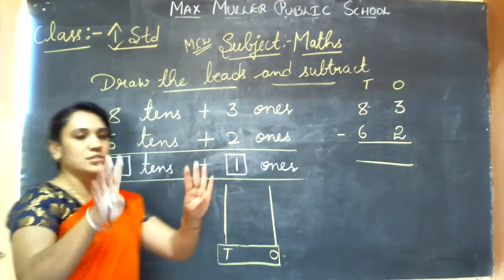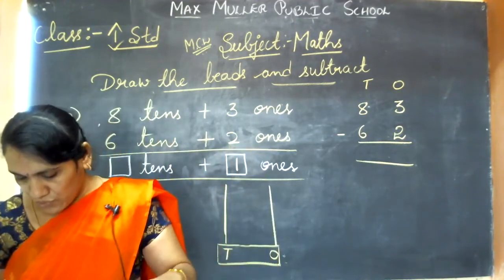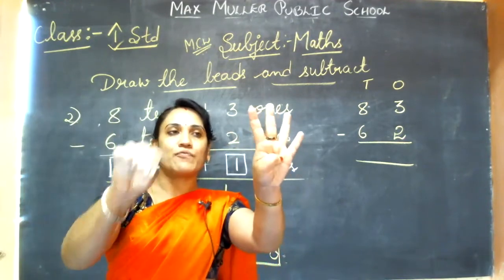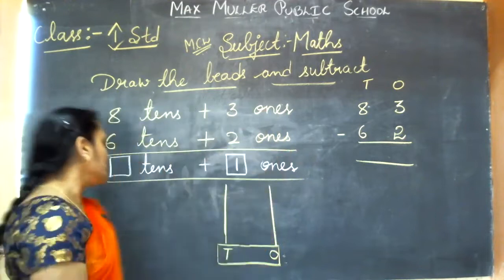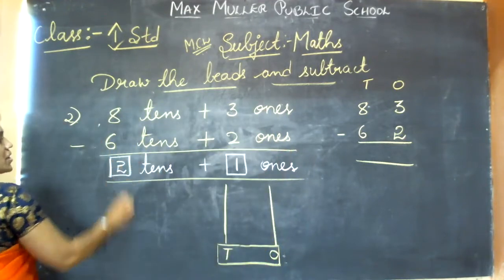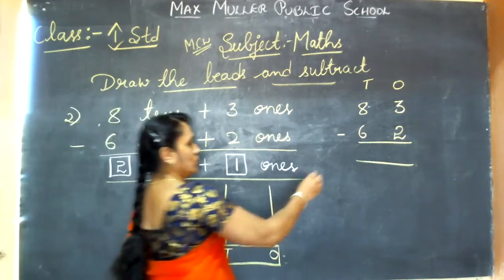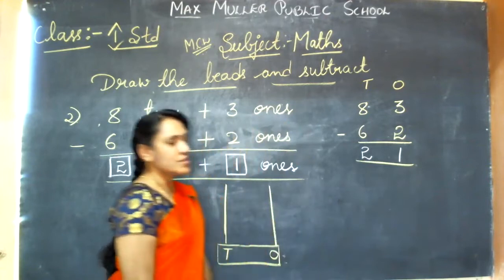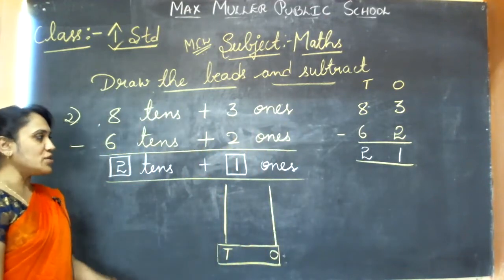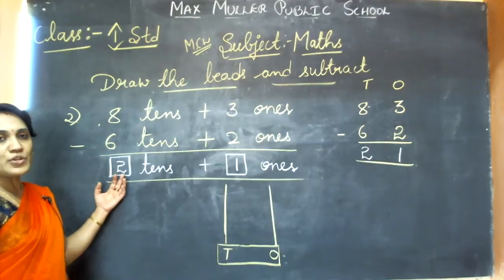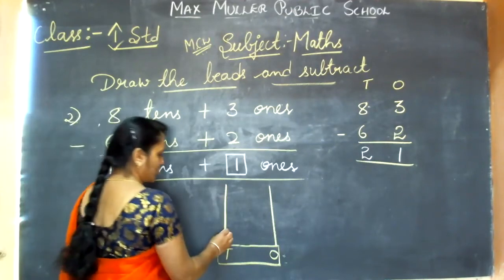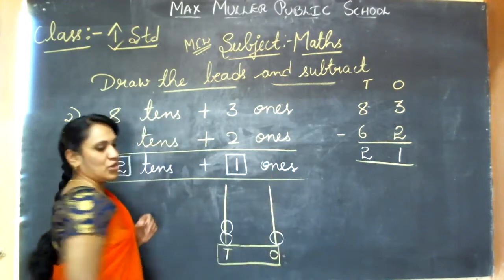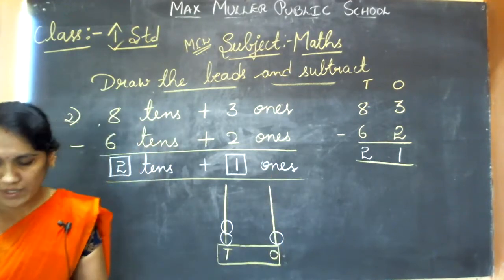And do this side now. Keep 8 fingers. Fold 6 fingers. 1, 2, 3, 4, 5, 6. What's the balance? 1, 2. What answer did you get? 2 tens plus 1 one. So write the same thing in the answer here: 2 in the tens place, 1 in the ones place. Beads also. How many beads should you draw? You should see the answer. 2 is in the tens place, so draw 2 beads here. 1 is in the ones place, draw only 1 bead. Understand?